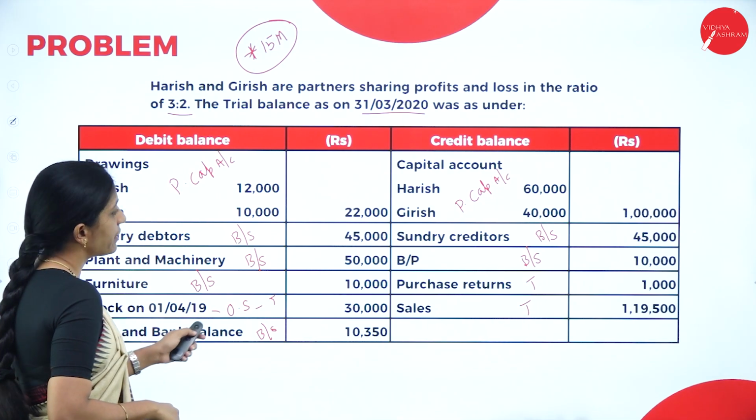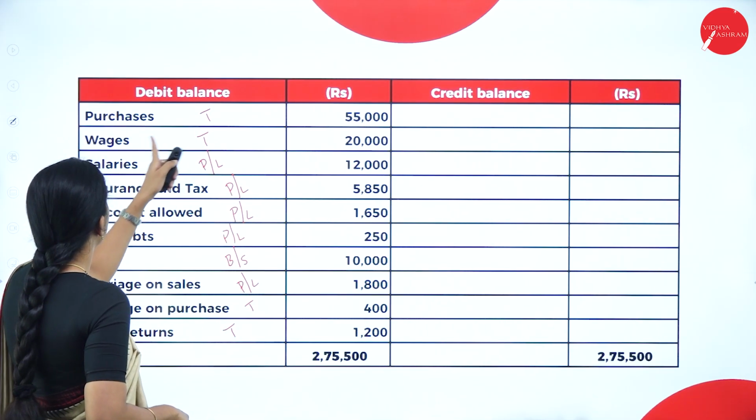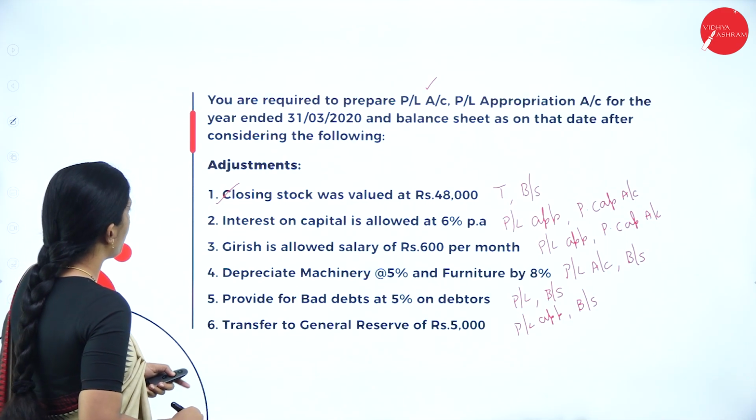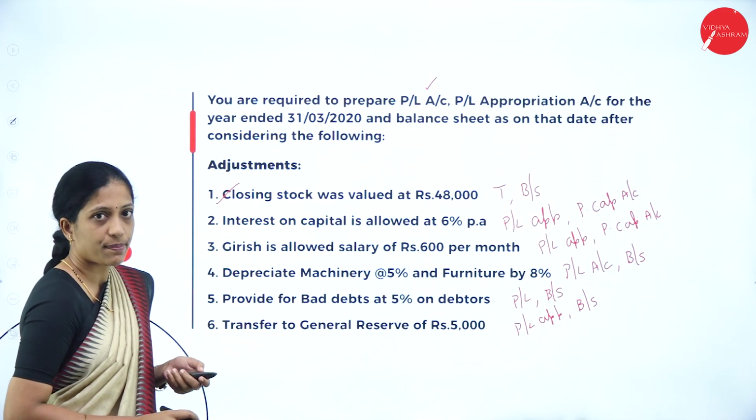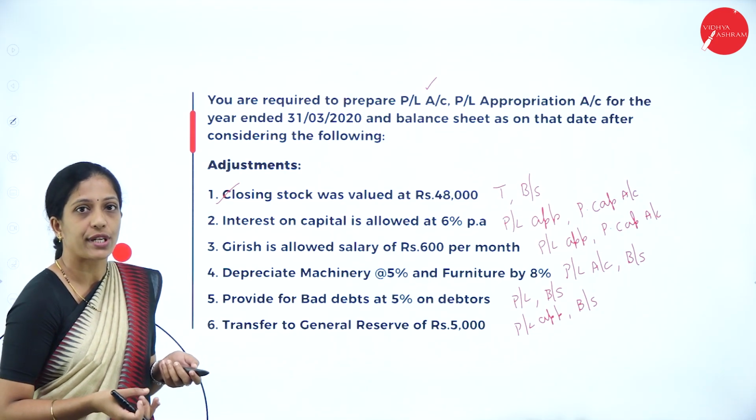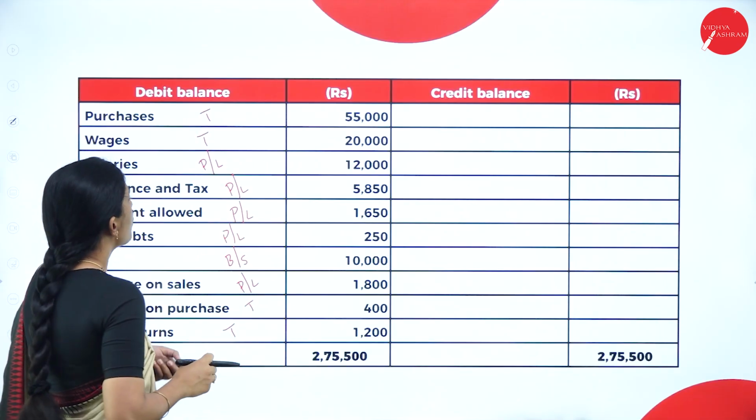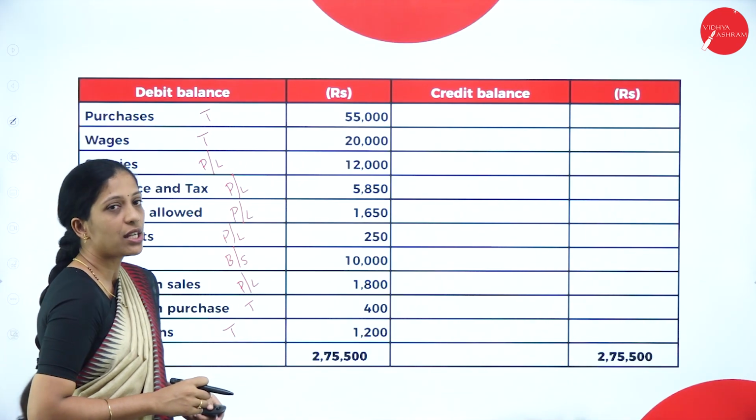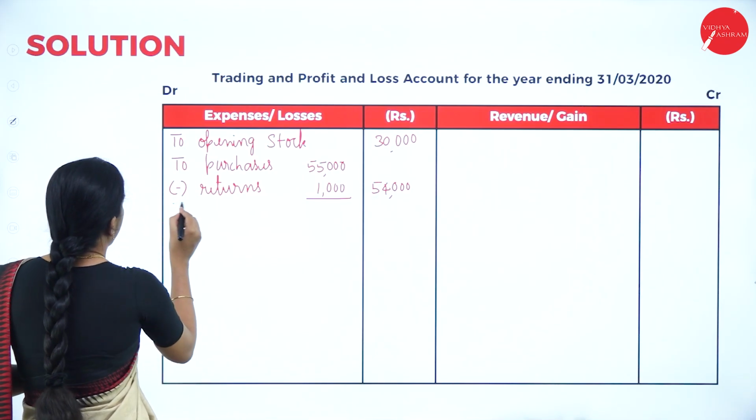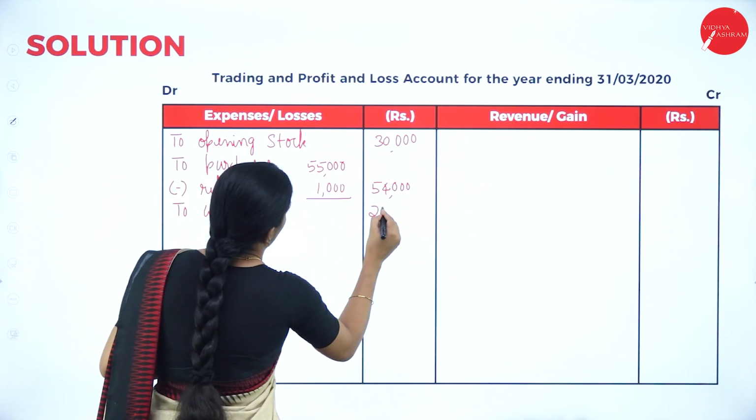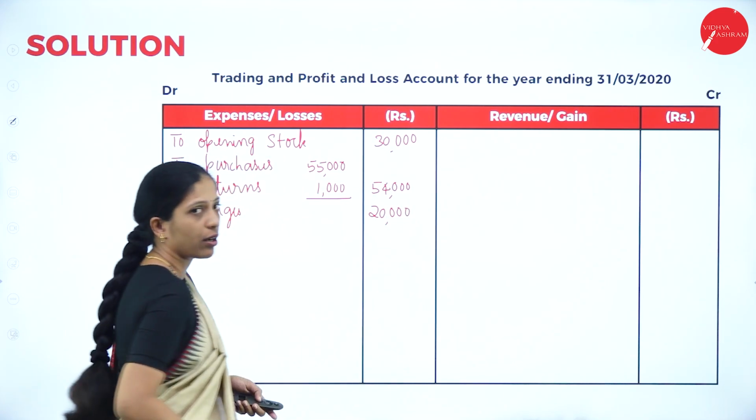Yes, stock we have already taken. Next, purchases done. Wages we have 20,000. Let us see any adjustment on wages here. So no adjustments. So normally you will have outstanding. So when there is outstanding, you have to add outstanding. So what is the amount of wages? 20,000. So to wages, that is 20,000 directly in the outer column.